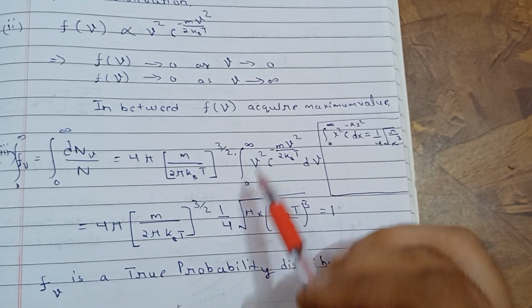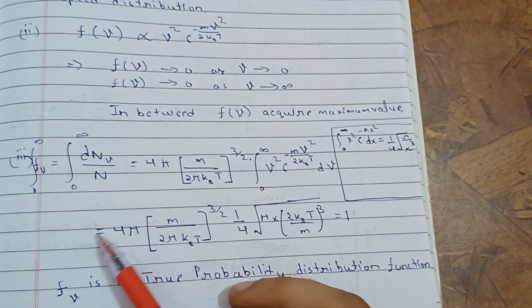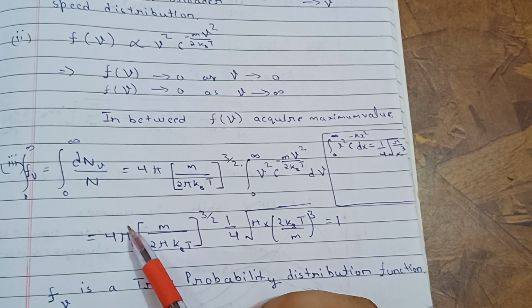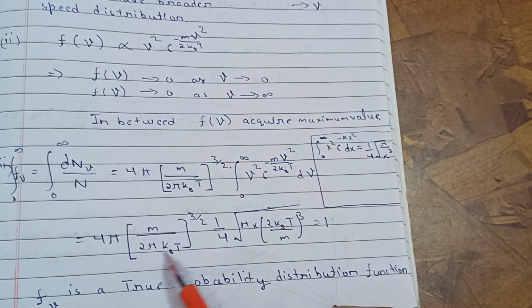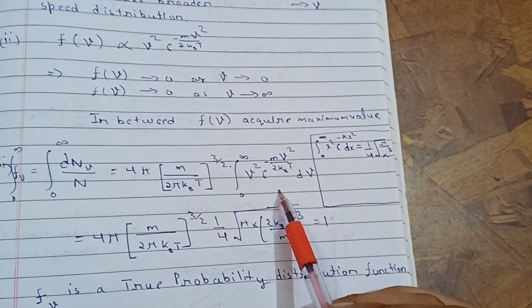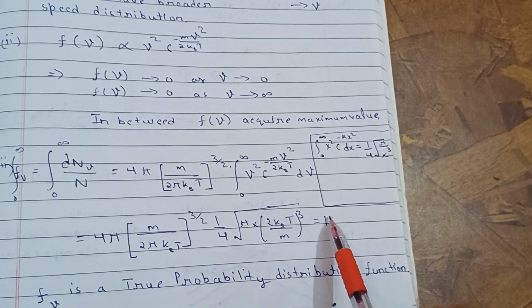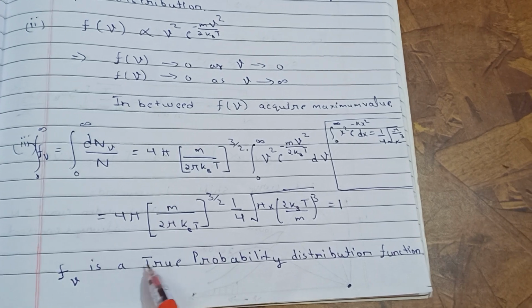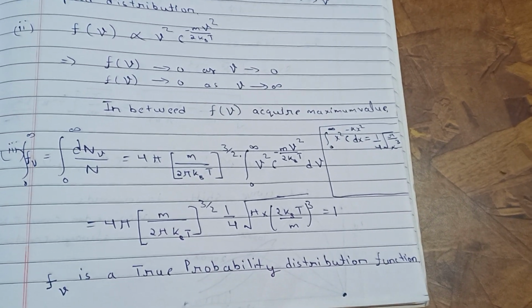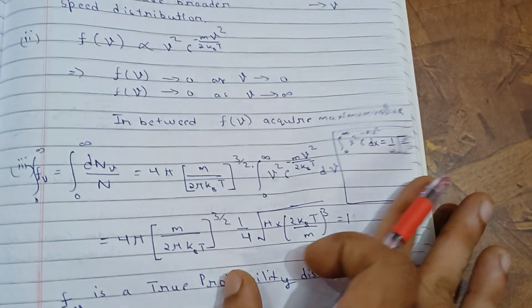This will be this. Substitute here. Now see, the 4 will cancel out, and pi to the 1/2 and pi to the 1 will give you pi to the 3/2, and you have pi to the 3/2 in the denominator. The 2kT will cancel out this 2kT, and 3/2 and 3/2 also cancel. So all will cancel out and you will get 1 here. So this probability function is a true probability distribution function. That proves this.